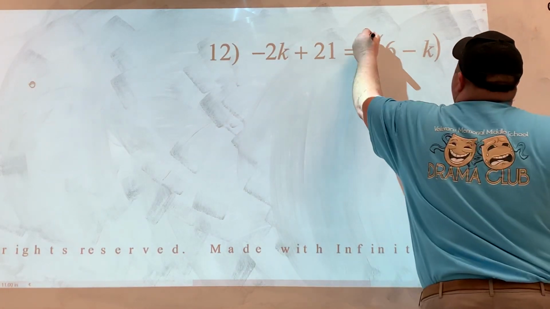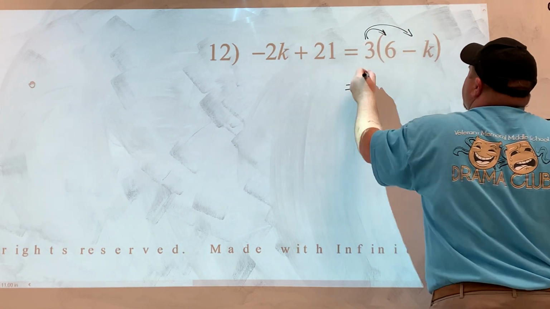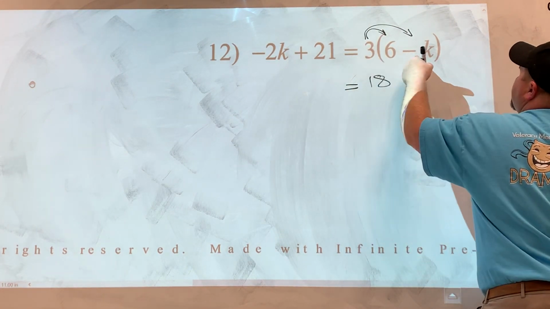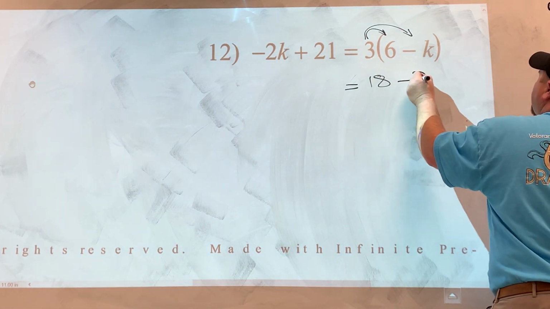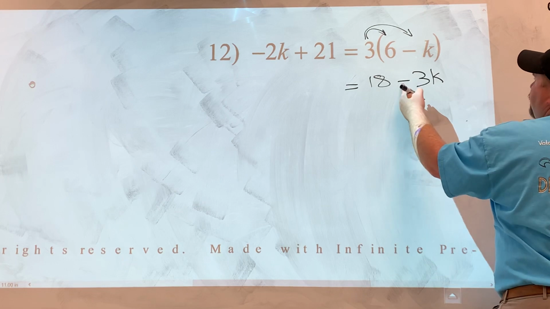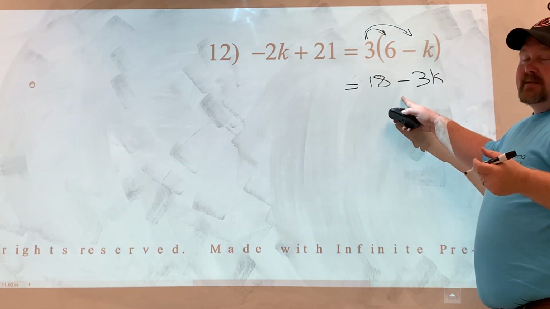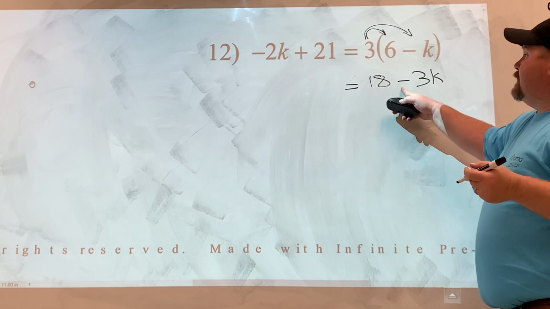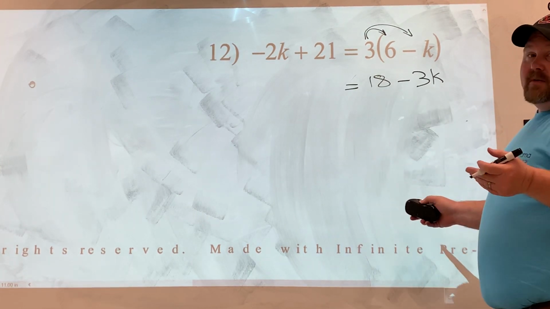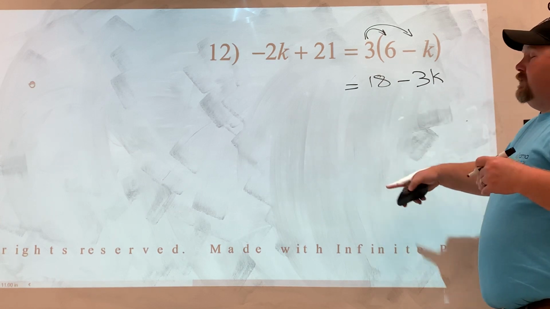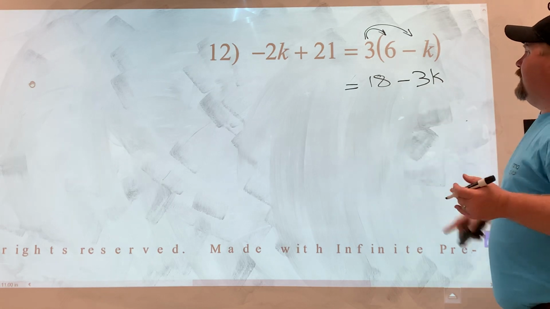All right, need to distribute here. So 3 times 6 is 18. 3 times negative k or minus k is going to be negative 3k. You may call that minus 3k, but if you call that minus as a subtraction symbol, you need to know that that symbol is going to stay with that 3k all the way down. Okay, it doesn't go away. Many of you just somehow halfway through the problem, it's just gone. I don't know how. It is locked into that 3k.